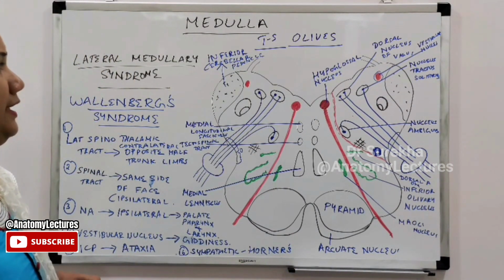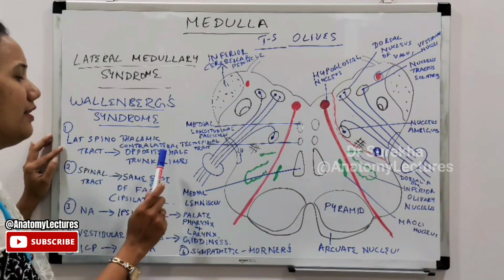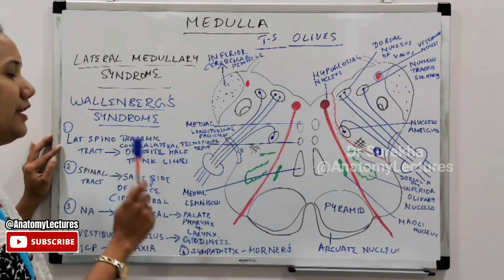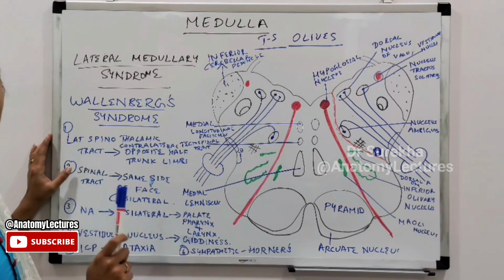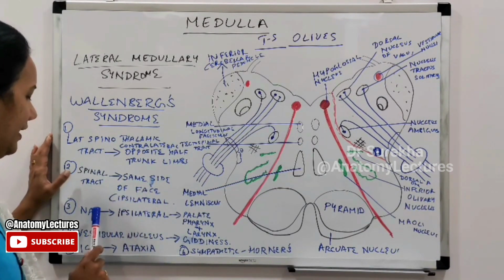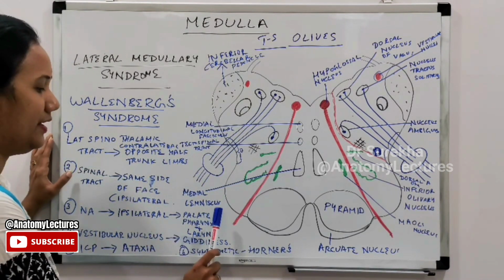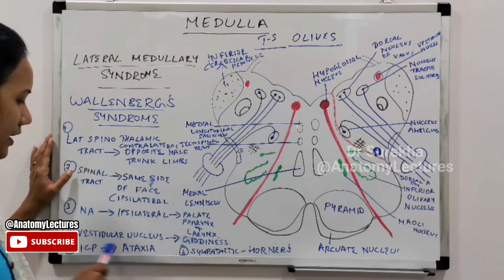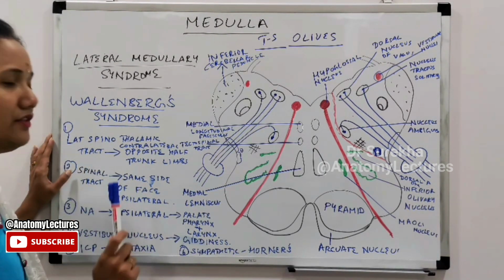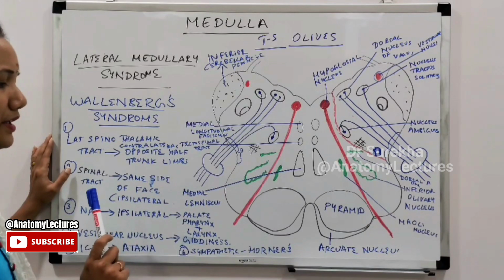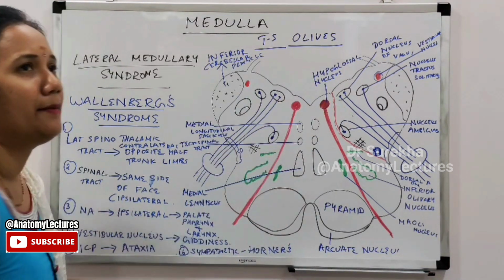So, as a whole, in the lateral medullary syndrome, because of the involvement of the lateral spinothalamic tract, there is contralateral loss of pain and temperature of the trunk and limbs. Next, due to the involvement of the spinal tract of the trigeminal nerve, there is ipsilateral loss of pain and temperature sensation of the face. And then due to the involvement of the nucleus ambiguus, there is ipsilateral paralysis of the muscles of the palate, pharynx and larynx. Because of the involvement of the vestibular nucleus, the patient will have giddiness, and due to the involvement of the inferior cerebellar peduncle, the patient will have ataxia, and due to the involvement of the sympathetic pathway, they will have Horner's syndrome. So these are all the features you see in the lateral medullary syndrome.